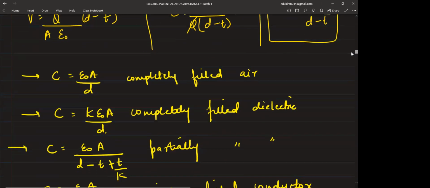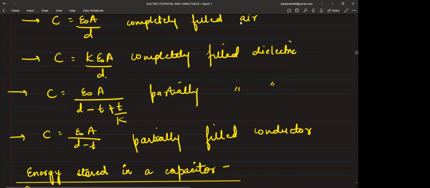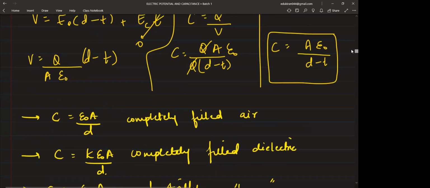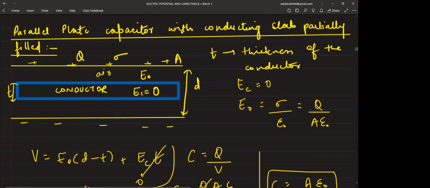So what are the four formulas we've studied? First, completely filled with air is epsilon naught A by D. C is equal to K epsilon naught A by D for completely filled dielectric. C is equal to epsilon naught A by D minus T plus T by K for partially filled dielectric. And C is equal to epsilon naught A by D minus T for partially filled conductor. Write down these two. So all the four derivations of parallel plate capacitors are over. Write it.